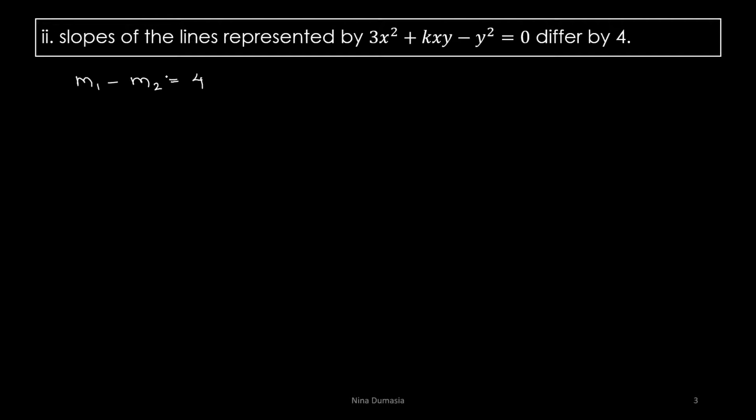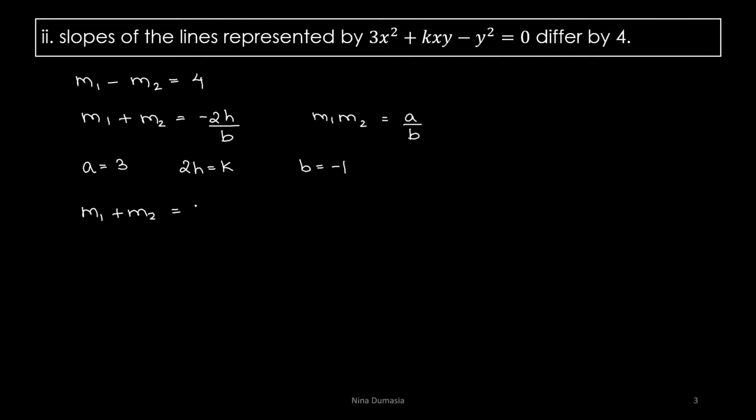तो we already know previous question में जैसे हमने किया कि m1 plus m2 is equal to -2h by b and m1 into m2 is equal to a by b. यहाँ पे भी हम कंपेयर कर सकते हैं, वो स्टेटमेंट लिख सकते हैं, and then we will get that a is equal to 3 जो x square का कोएफिशिएंट है, जो 2h है वो है k, so therefore h is equal to k by 2 and b is equal to -1. On substituting it over here we get that m1 plus m2 is equal to minus k by -1, which is equal to just k, and m1 into m2 is equal to -3, 3 by -1.